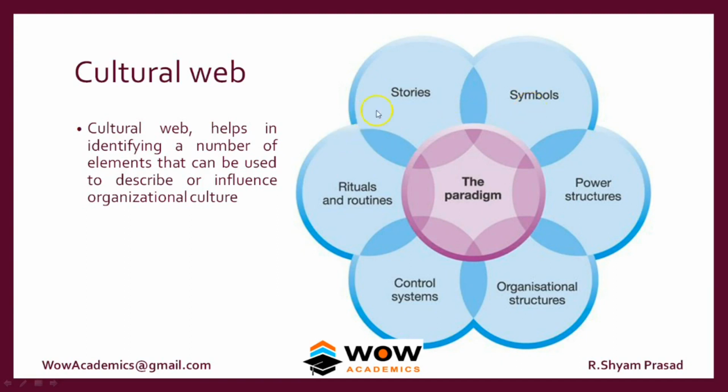So how can you understand a culture in a particular place? You can understand through the cultural web. For example, you can understand through stories, symbols, power structures, organizational structures, control systems, rituals and routines.